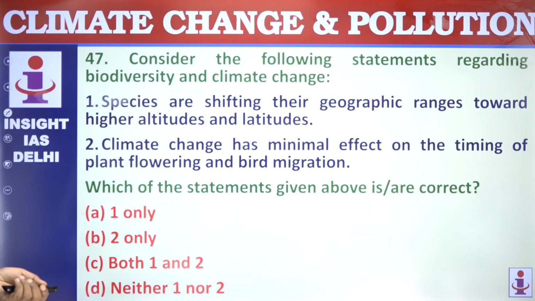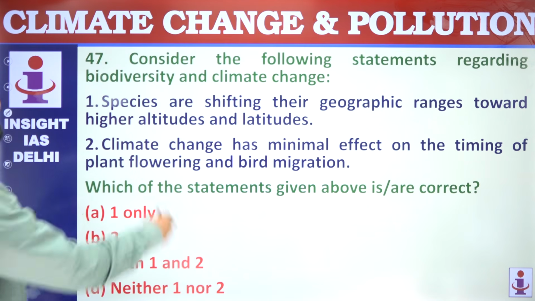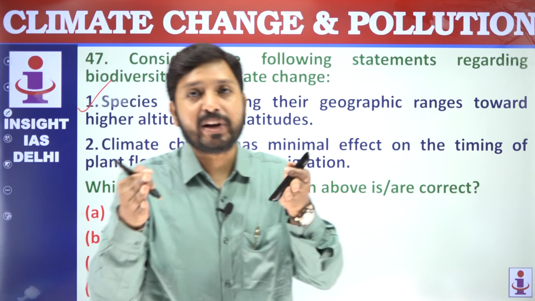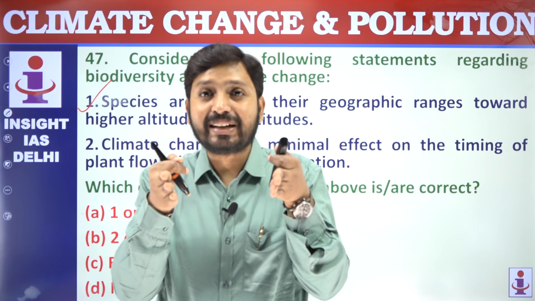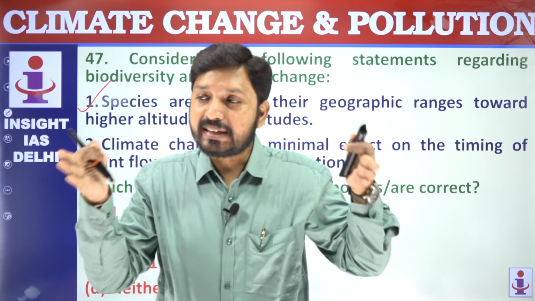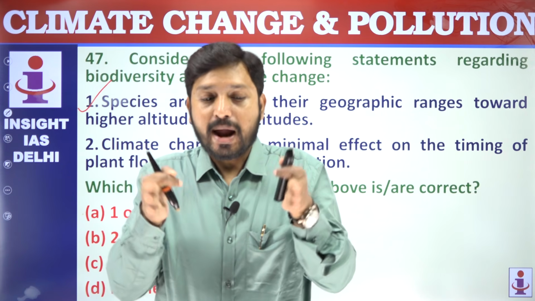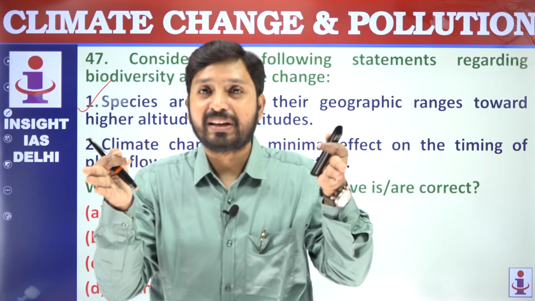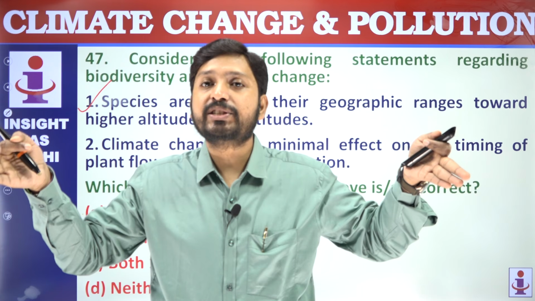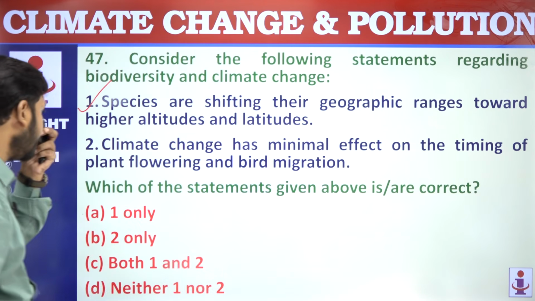So next one, consider the following statements regarding biodiversity and climate change. Species are shifting their geographical range towards higher altitudes and latitudes. This is the right statement, because earlier, for example, some species were confined only within a certain range. But because of global warming, the temperature has increased. These regions were earlier a little bit cooler, but now they have become a little bit warmer, and in the lower regions the temperature has become excessive. So because of that, species are shifting to higher regions, and from there they will be shifted to other regions, both altitudinally and latitudinally. This is the right statement.